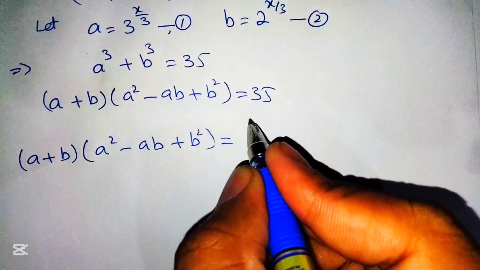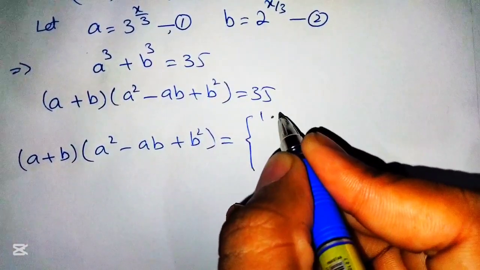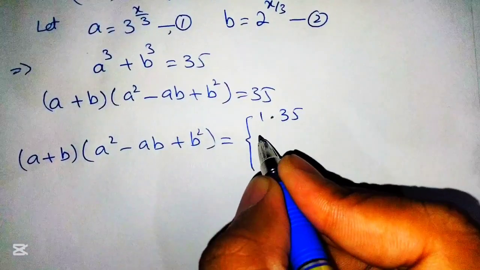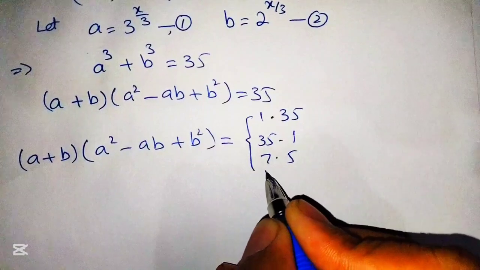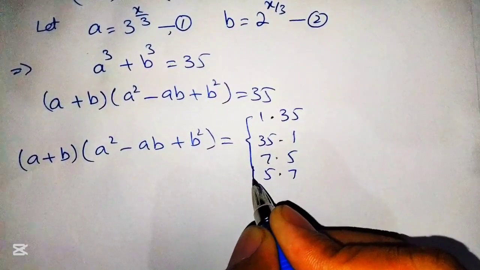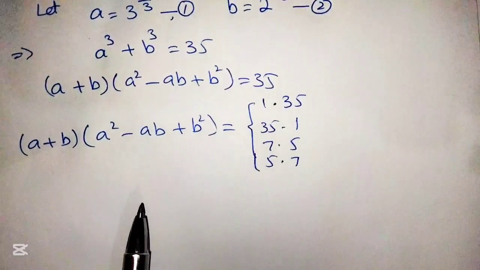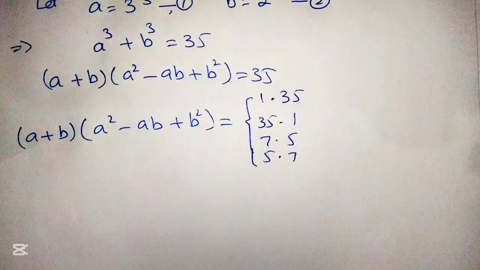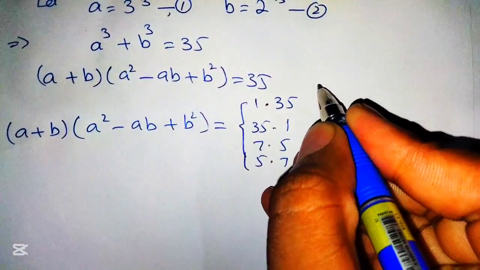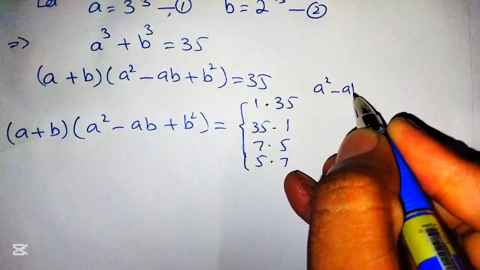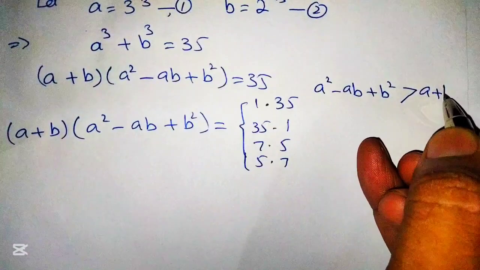there are 4 possible factors of 35 which can be written as 1 into 35, 35 into 1, 7 into 5 and 5 into 7. These are the 4 possible factors of this 35. Now from this we can see that the factor a square minus ab plus b square is greater than a plus b.